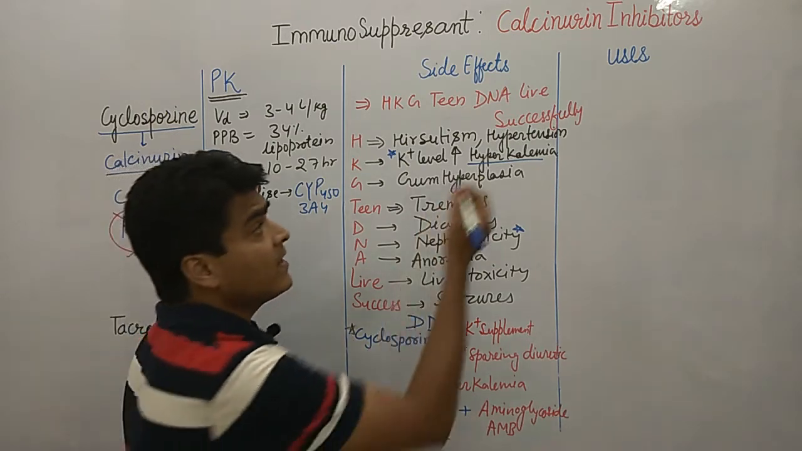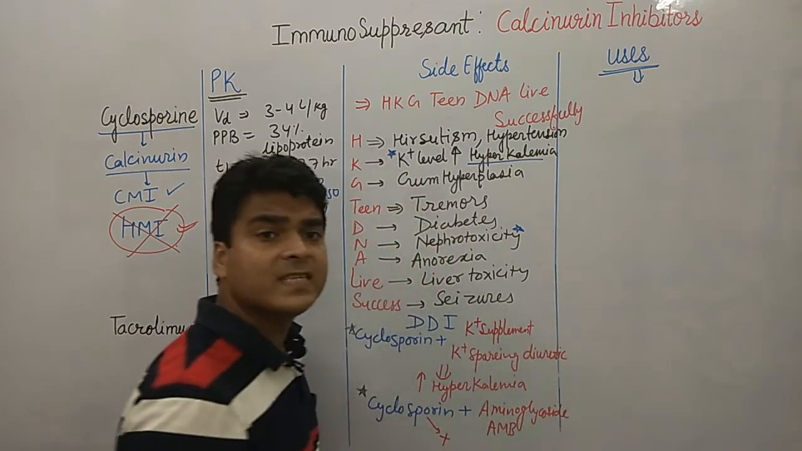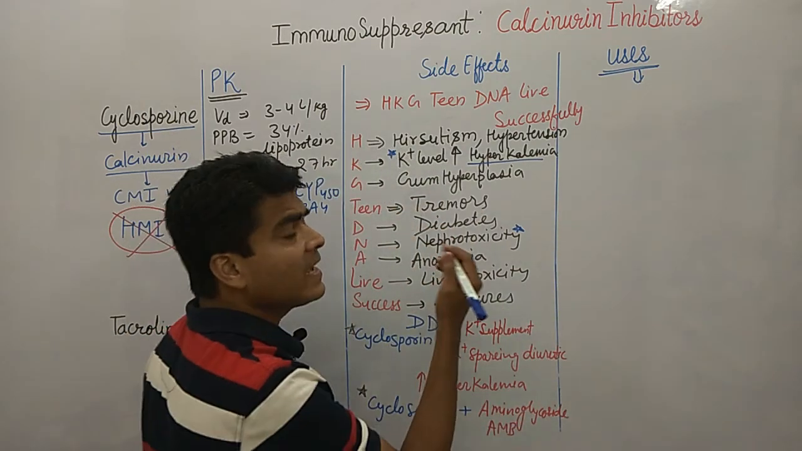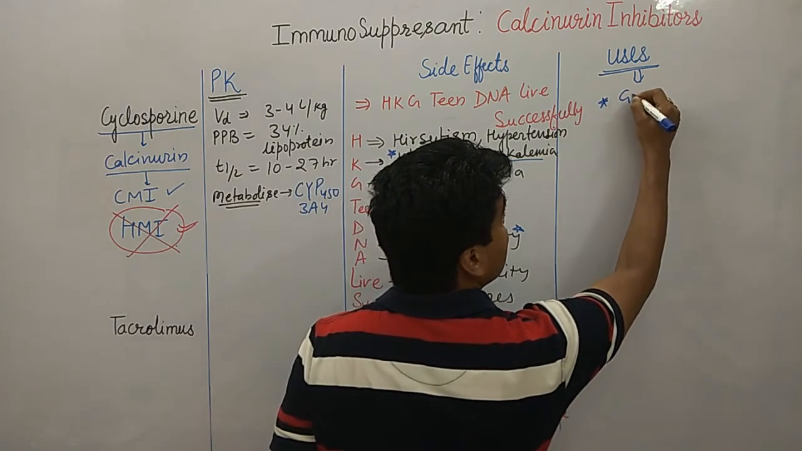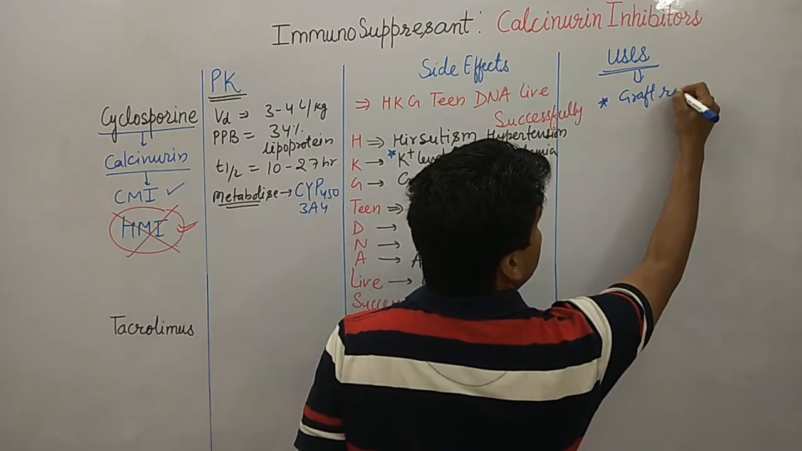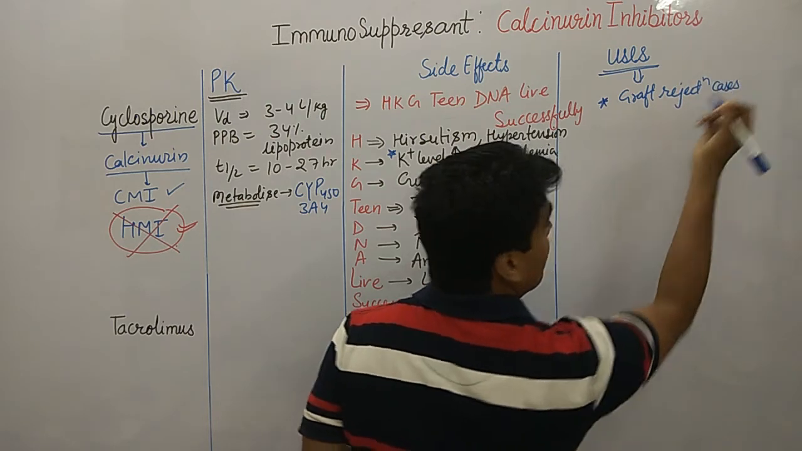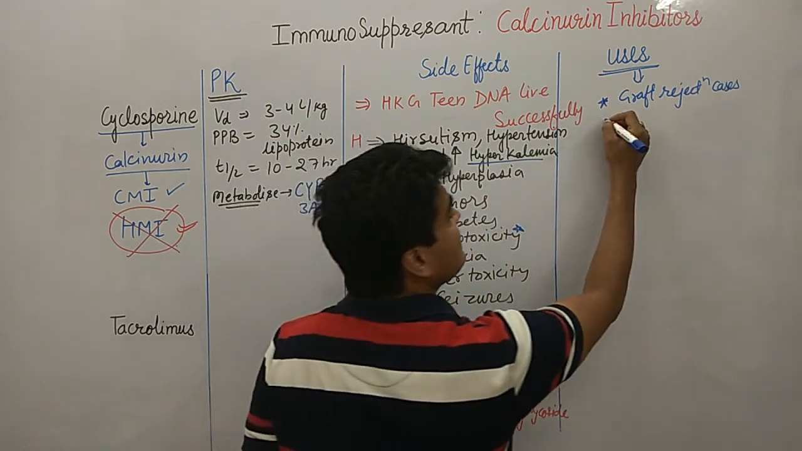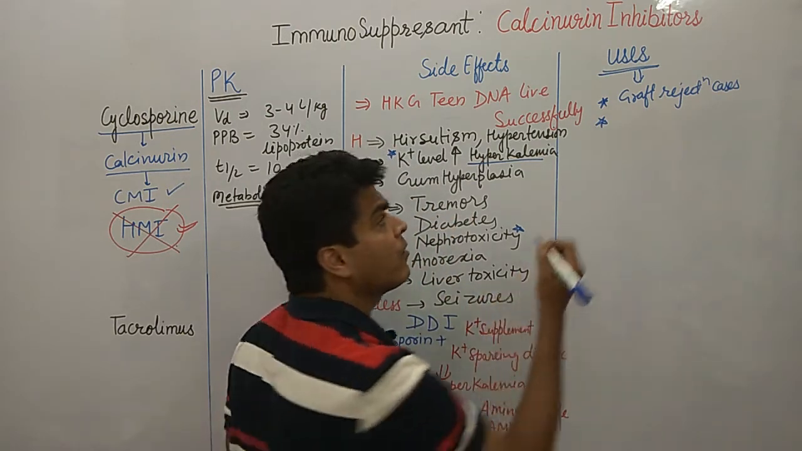Now we look at the clinical uses where we are using cyclosporin. Cyclosporin is useful in graft rejection cases, as well as for heart transplantation and bone marrow transplantation.